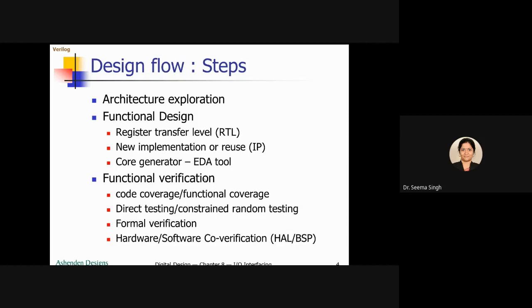Now, successful verification of a system requires a verification plan. Simply, we do not start verification. We require a verification plan that identifies what parts of the design need to be verified, what functionality will be verified, and how verification will be performed. So, this is how functional verification is done.